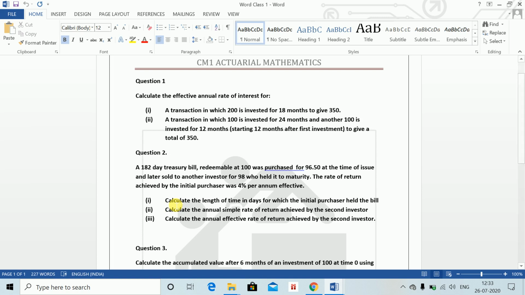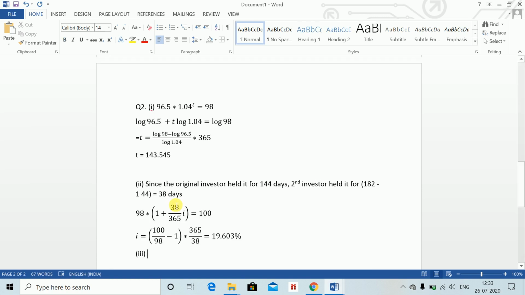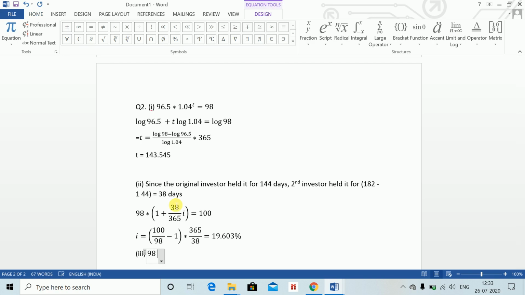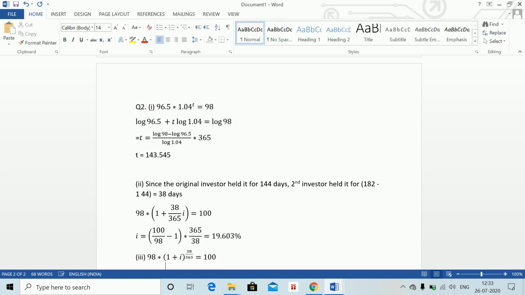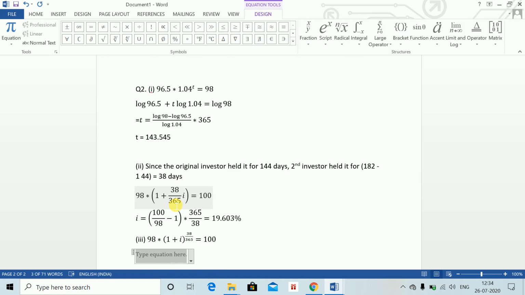The third part was to calculate the annual effective rate of return achieved by the second investor. It is the same thing: 98 × (1 + i)^(38/365) = 100. So i equals (100/98)^(365/38) minus 1, which is equal to 21.42%.